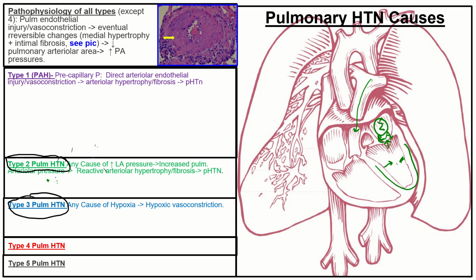So you can have mitral valve disease. You can have heart failure with preserved EF. All right. Next thing, I think this is the most common cause of pulmonary hypertension, is going to be type 3. So this is really secondary to any cause of hypoxia.